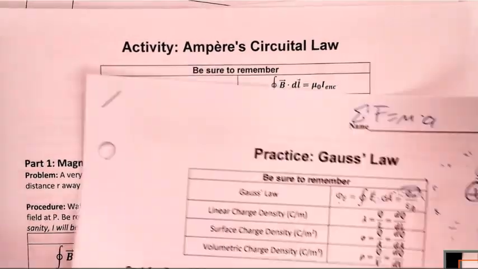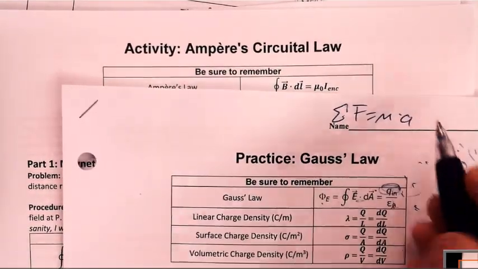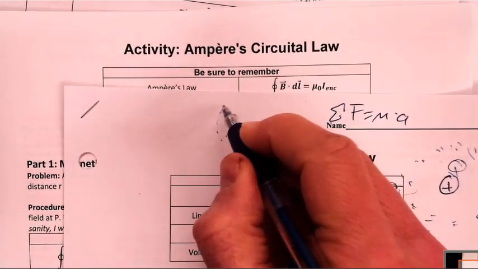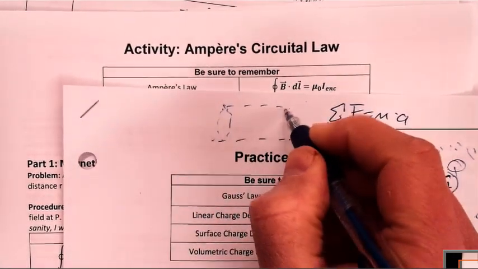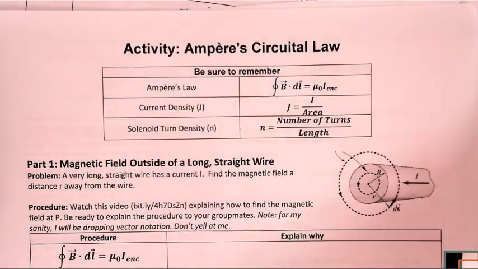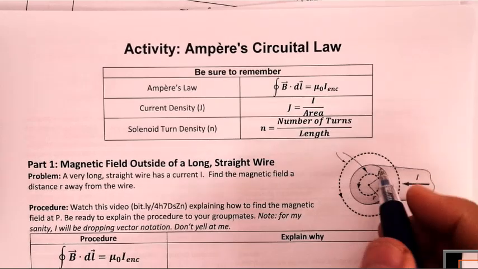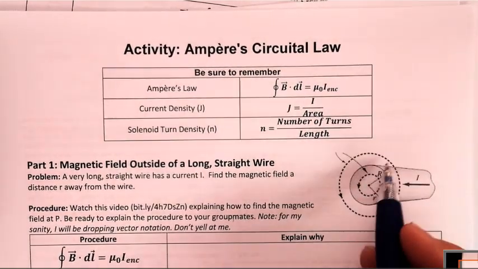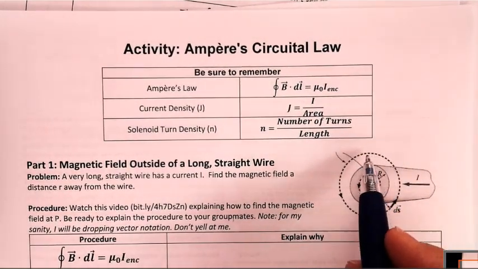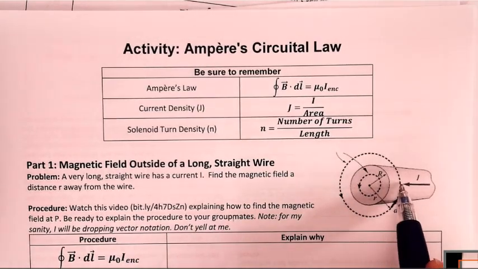Now for Gauss's law, you're drawing a three-dimensional surface, like a Gaussian pillbox, like a three-dimensional cylinder or something like that. For Ampere's law, it's not three-dimensional, it's two-dimensional. So you draw a loop. This is called an Amperian loop, I think is the term.